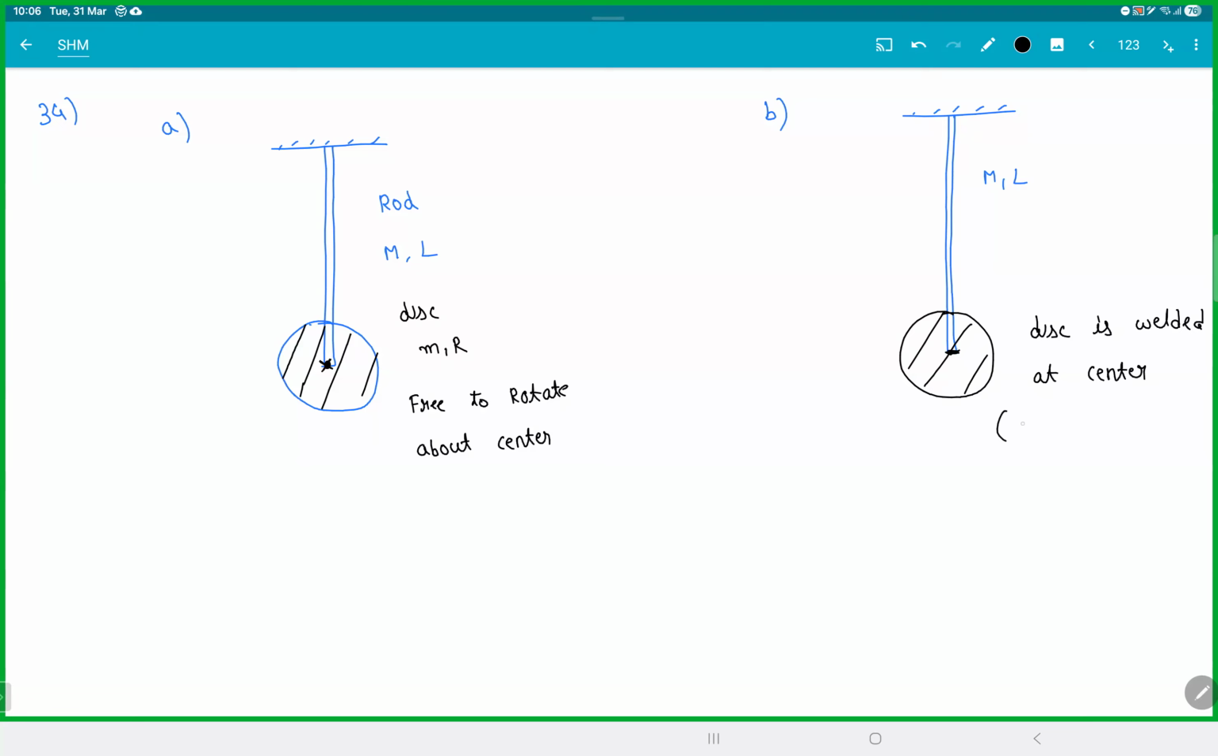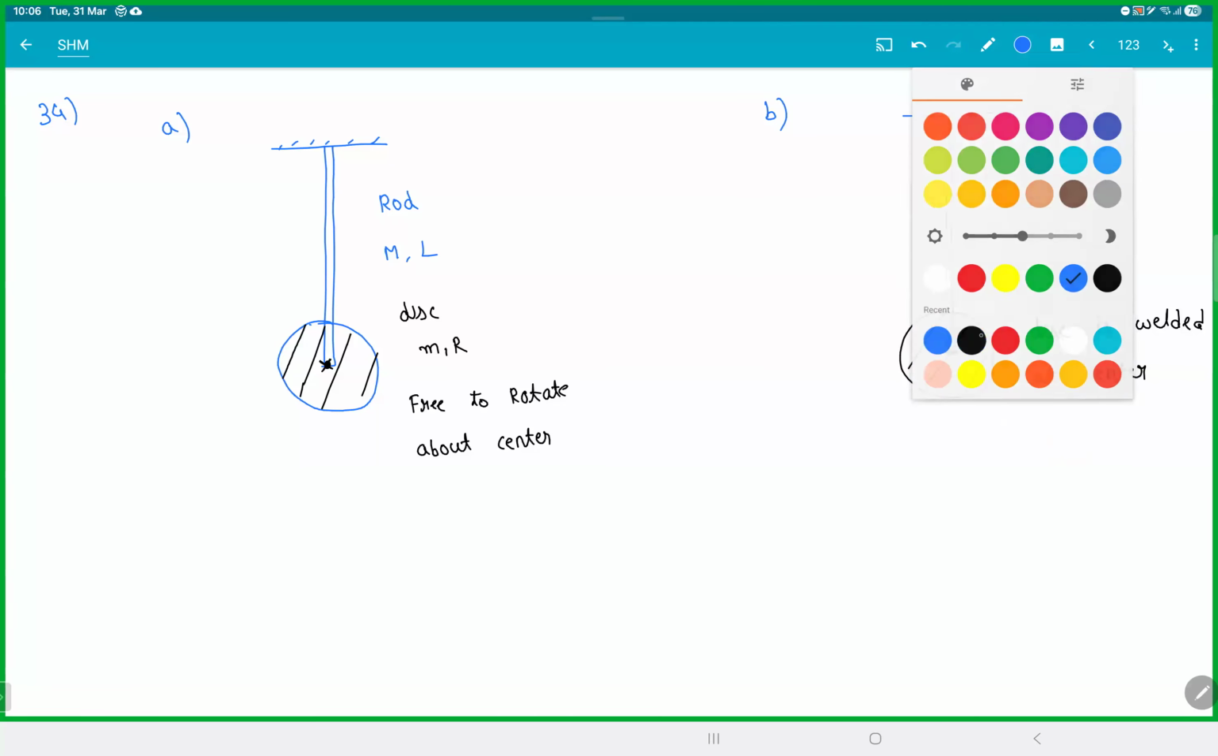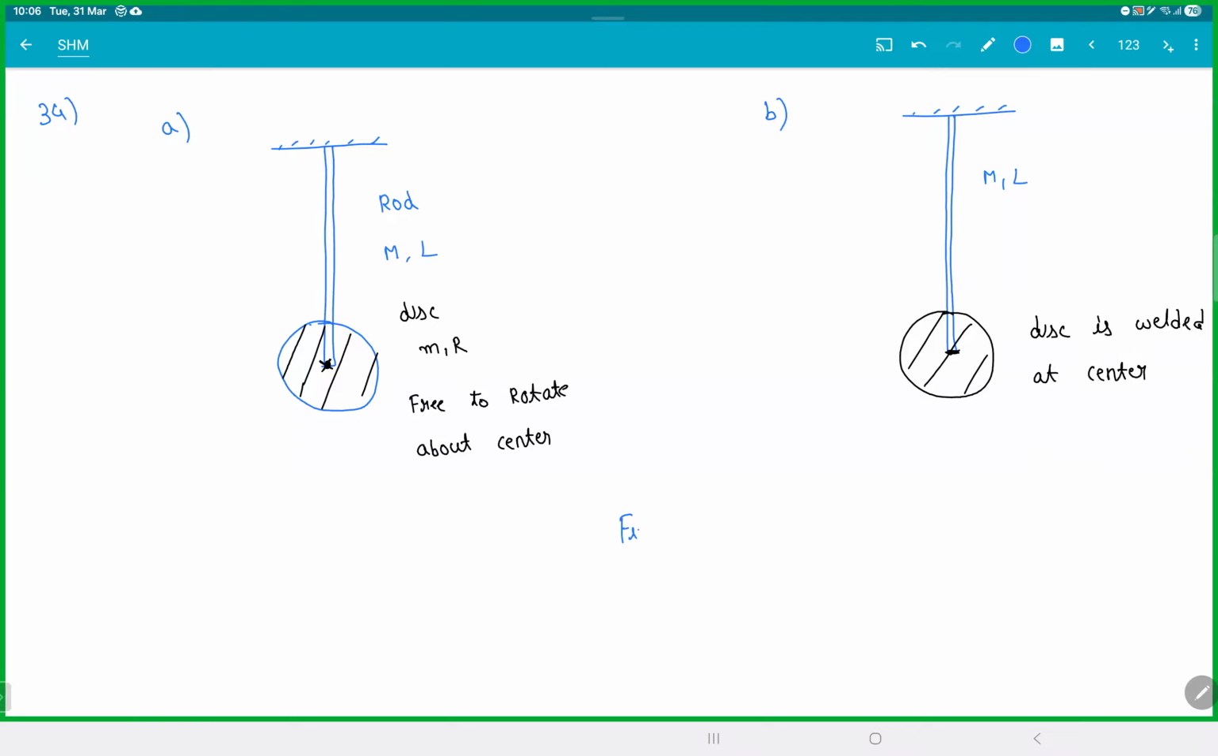Right? It's not free to rotate. Find the time period in both the cases. Again, for small oscillations. This is a good one. Let's see how you handle this. How does your answer change by letting it rotate and by not letting it rotate?